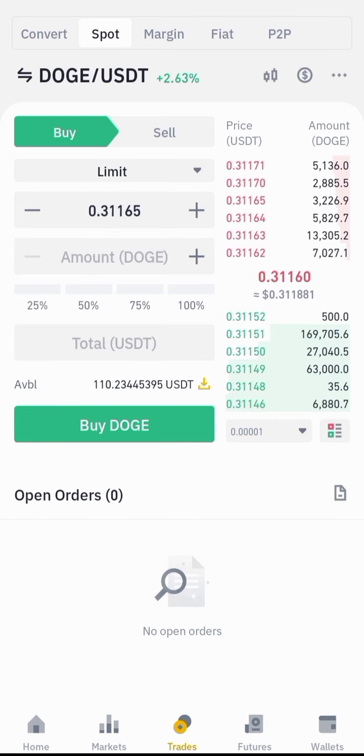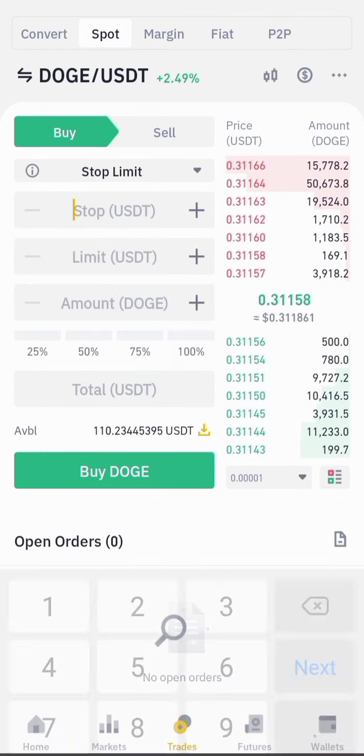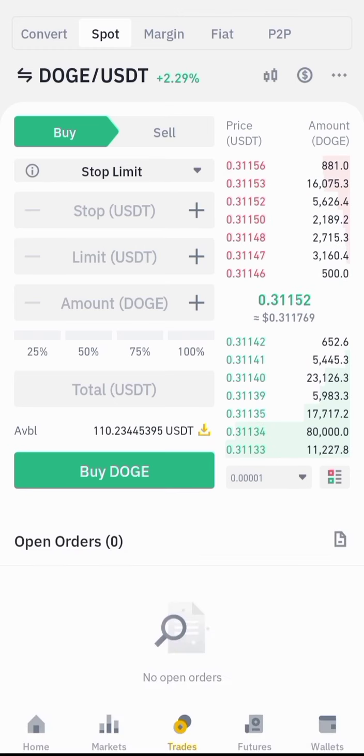For limit order, I explained earlier that you have to wait till it gets filled for you. So what we have here next is the stop limit. Stop limit is an order you use to manage your risks in cryptocurrency trading. Let's assume you already bought your Doge.